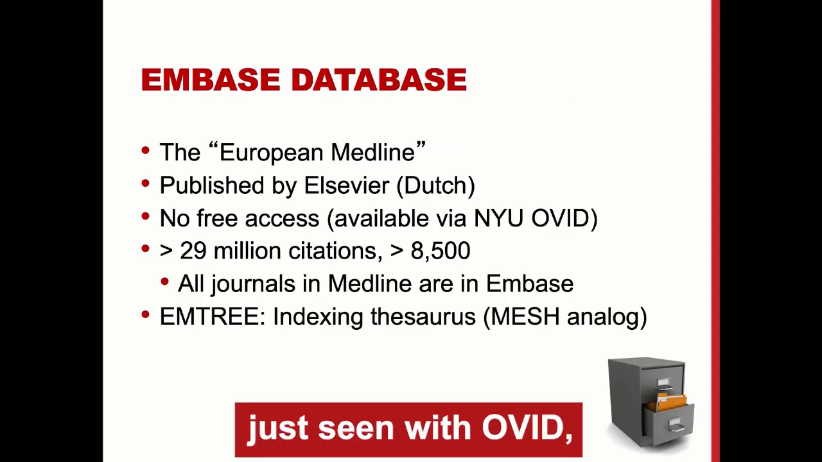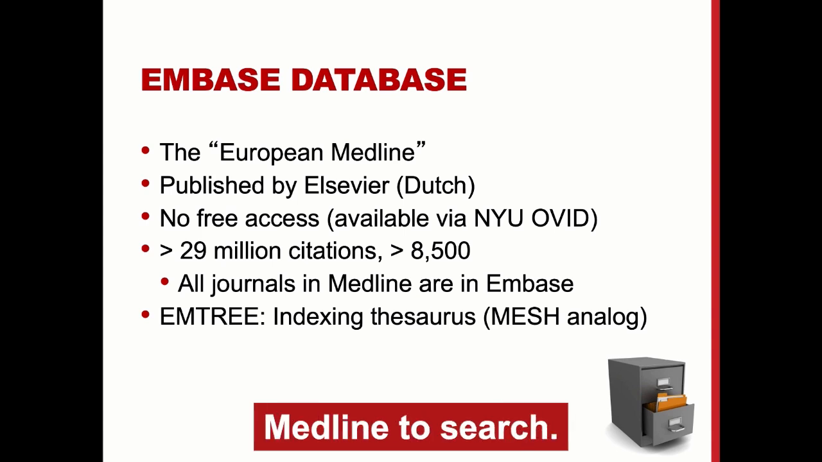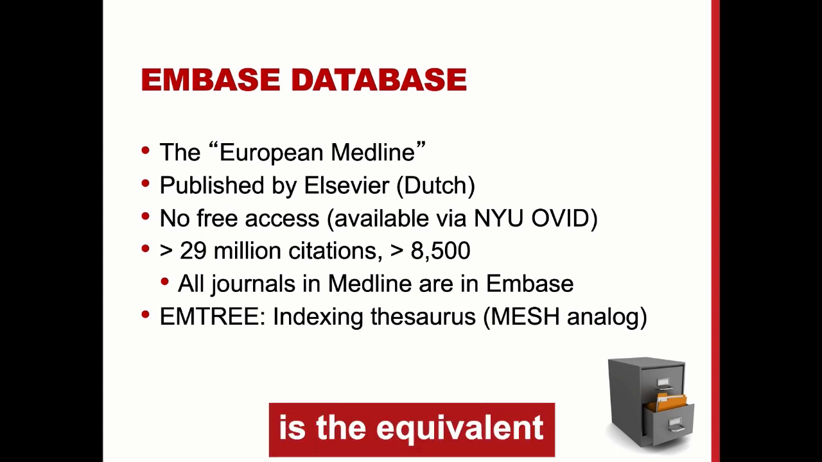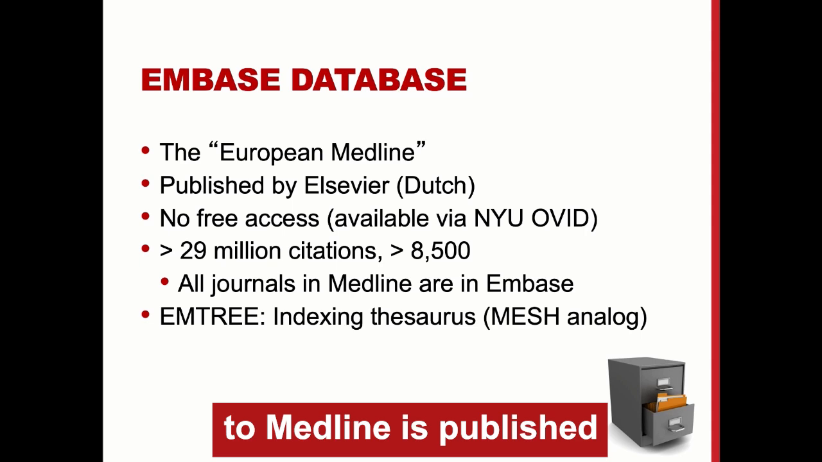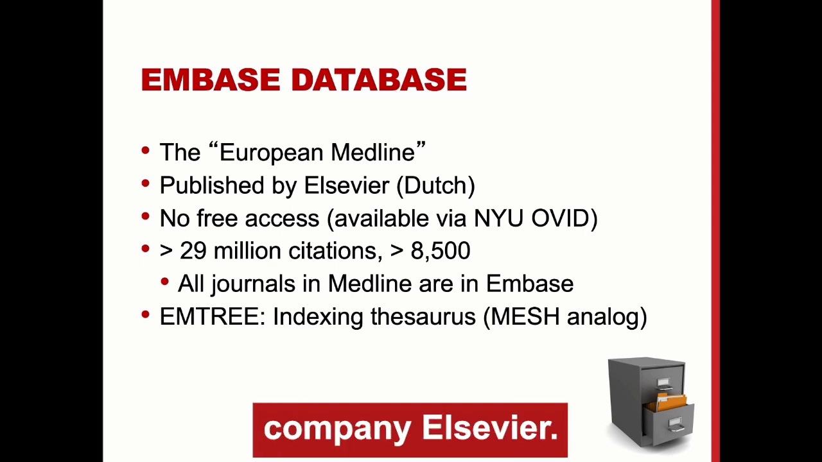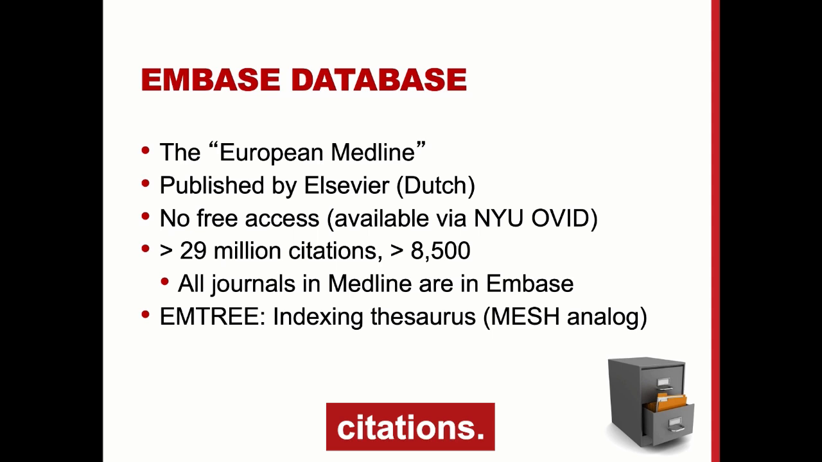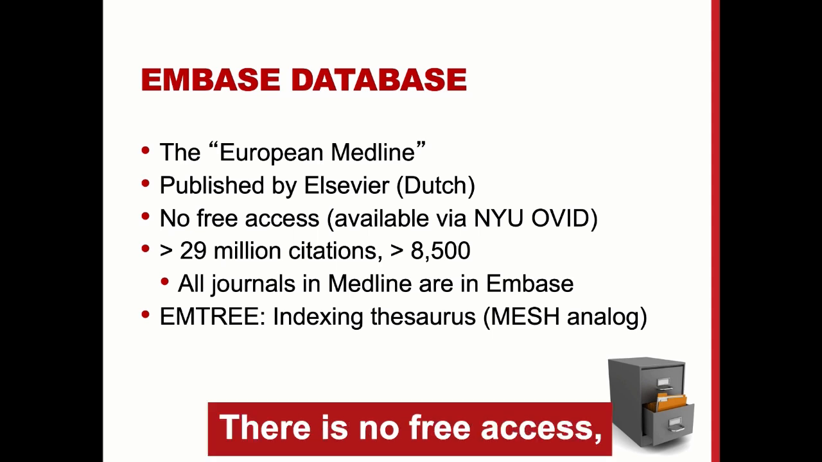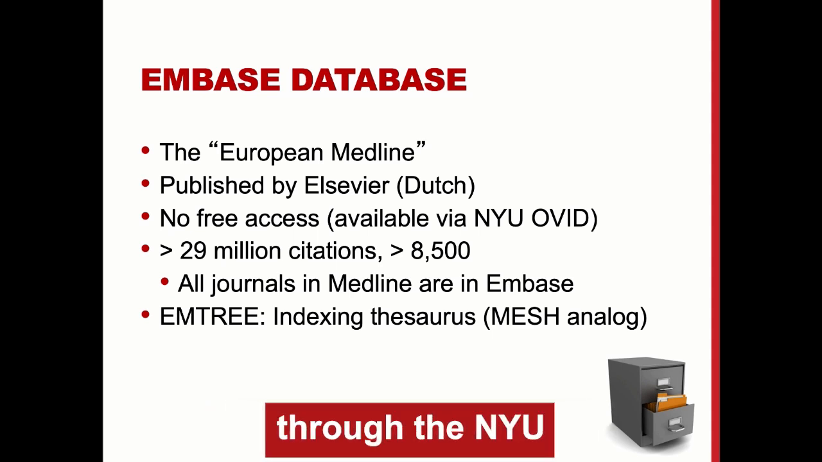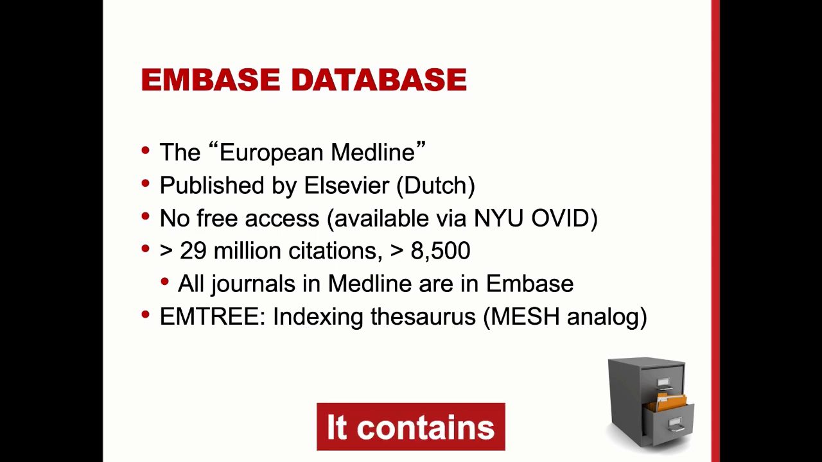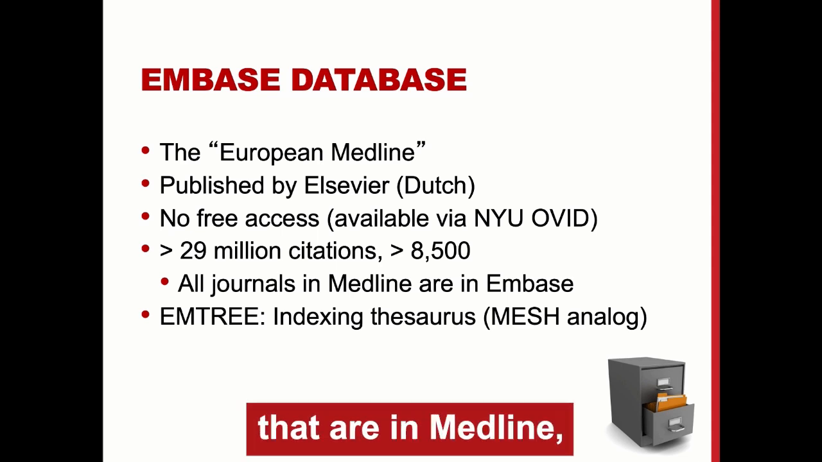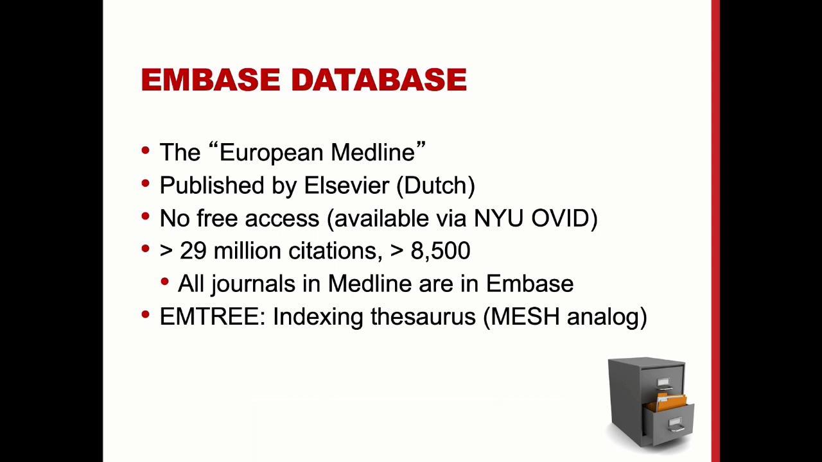As you have just seen with Ovid, there are databases other than Medline to search. Embase is the equivalent to Medline, published by the Dutch company Elsevier. It includes more European journals and pharmacology citations. There is no free access, but you can access it through the NYU Medical Library. It contains all of the journals that are in Medline, with over 25 million citations from over 8,500 journals.